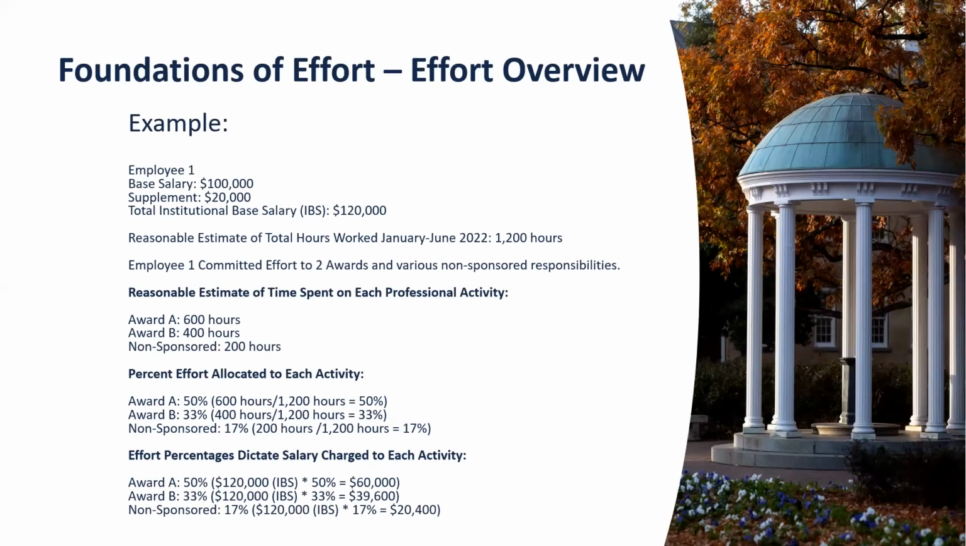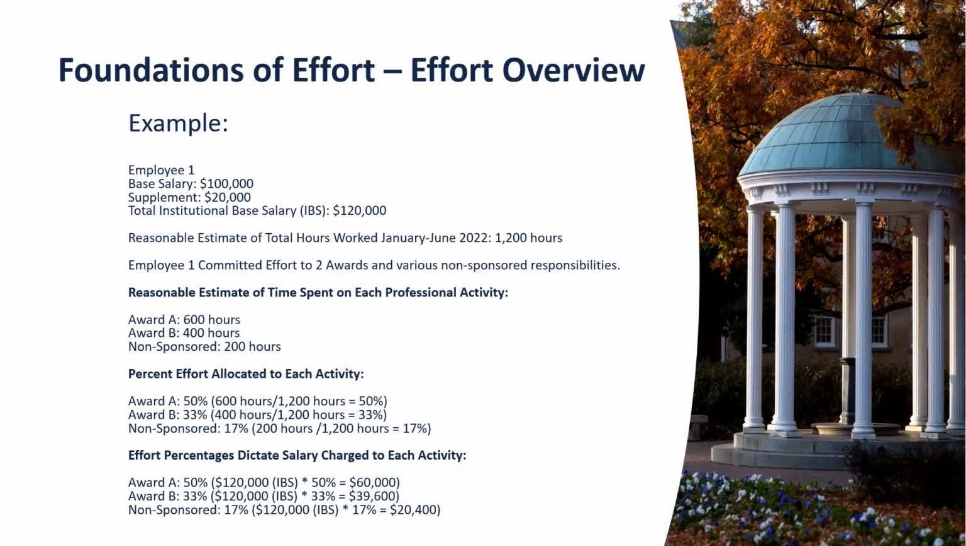So here's the example that I mentioned before for effort calculation. So we have an employee here who earns a base salary of $100,000. This person is also being paid a supplement, maybe they're department chair or director. So we're using the total institutional base salary as the amount for the effort calculation there. And that's going to be $120,000.